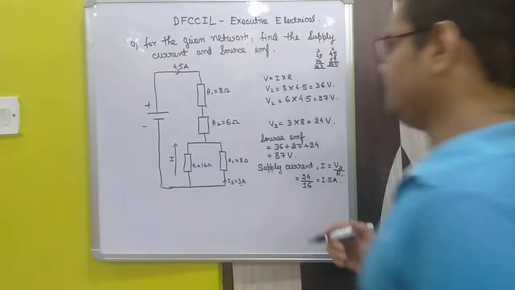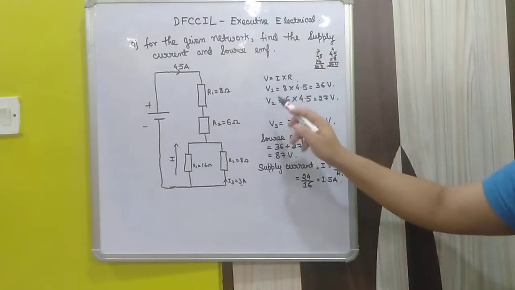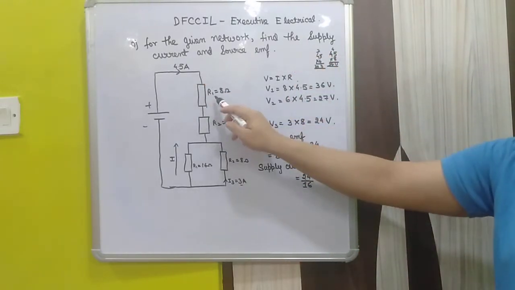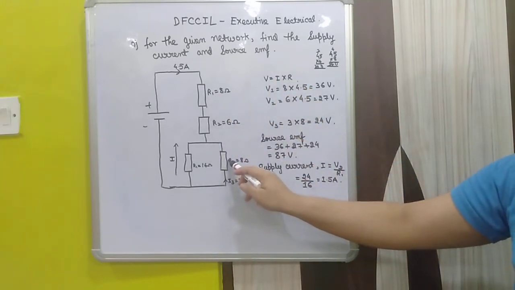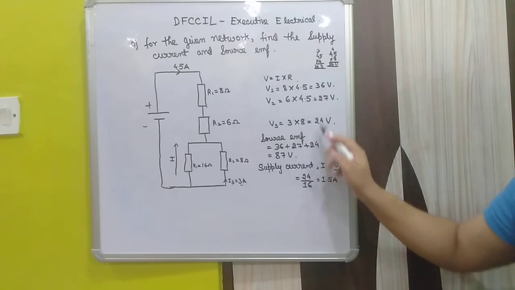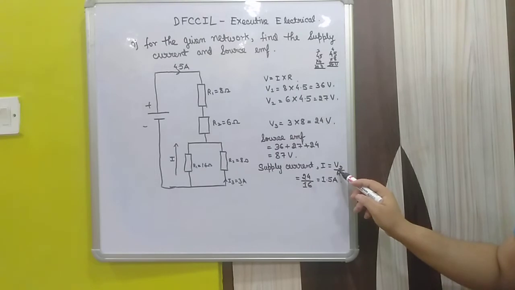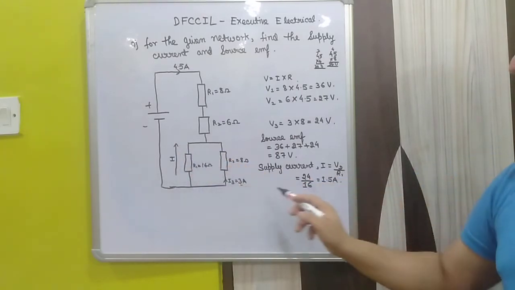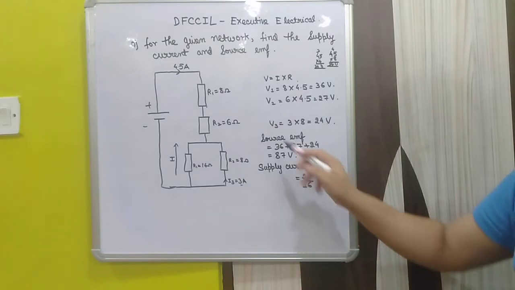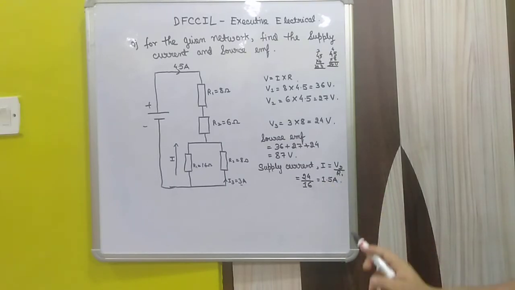I hope it is now clear to you how I have calculated the supply current and the source EMF. We have just multiplied I into R1, I into R2, giving V1 and V2. V3 we have calculated with this resistance and the current, that is 24, and we have added all the voltages together. Now the supply current I is equal to V by R. As the supply is from here, we are taking this resistance, that is 24 volt by 16, which will come to 1.5 ampere. So I hope this is clear to you.